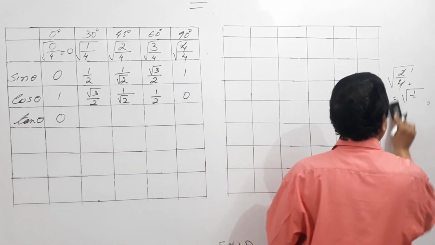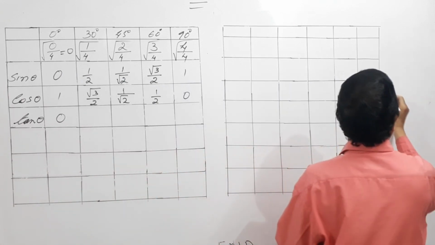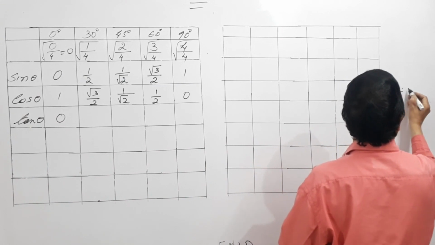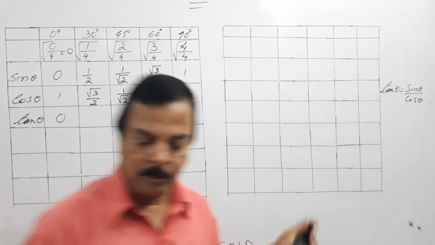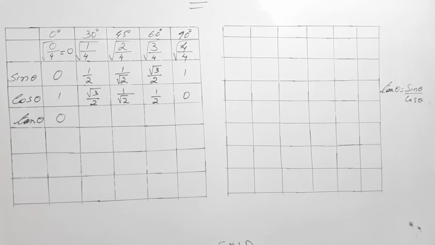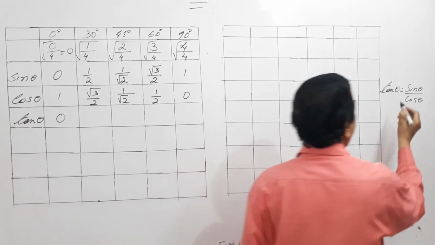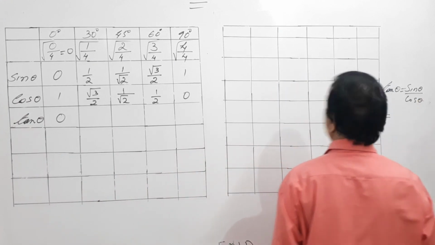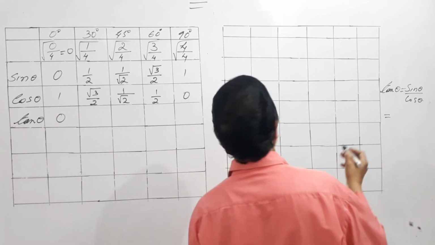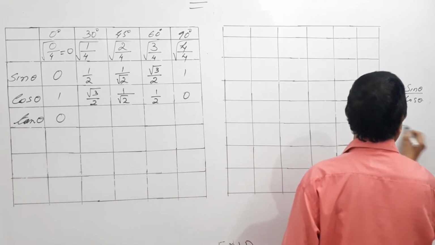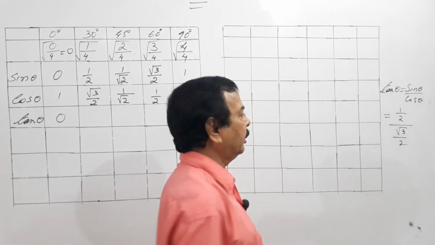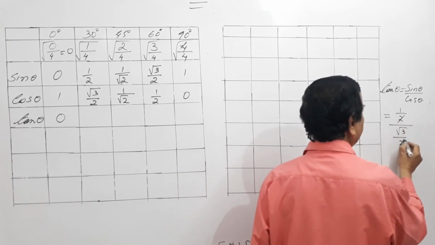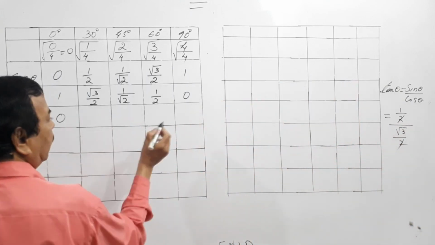So here tan theta is equal to sin theta by cos theta. What is sin 30 degrees? Sin 30 is half, divided by root 3 by 2. So the denominator of the numerator cancels and this 2 cancels, and you are left with 1 by root 3.